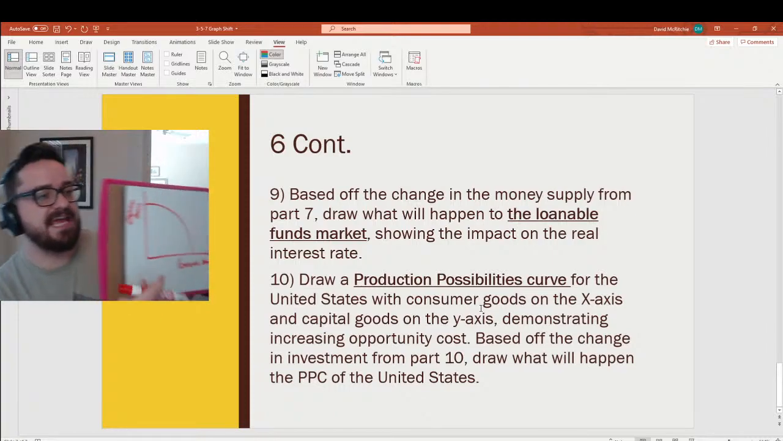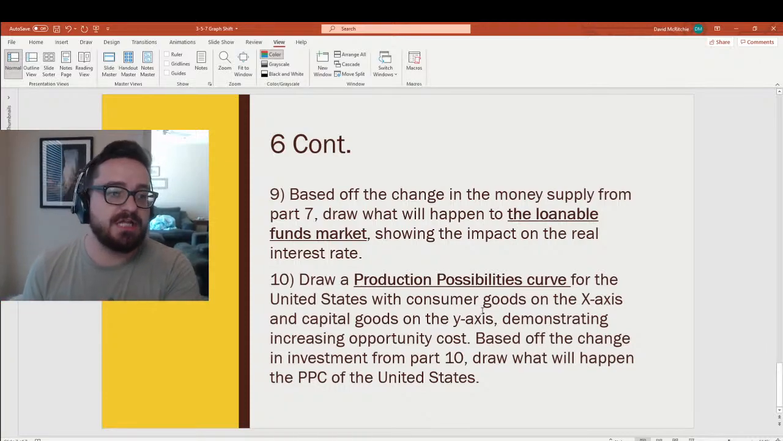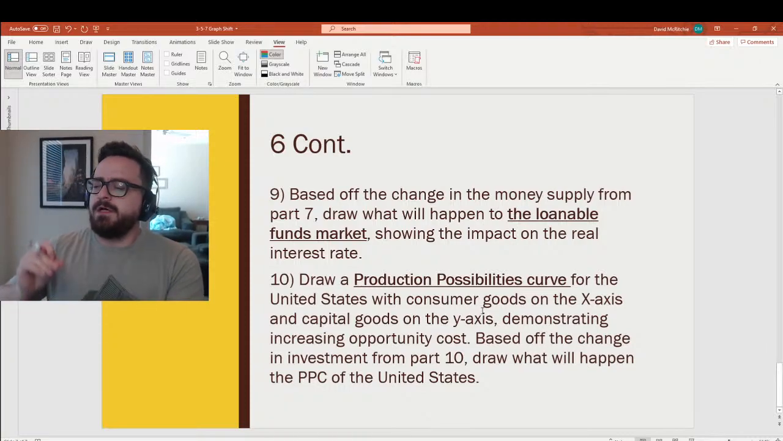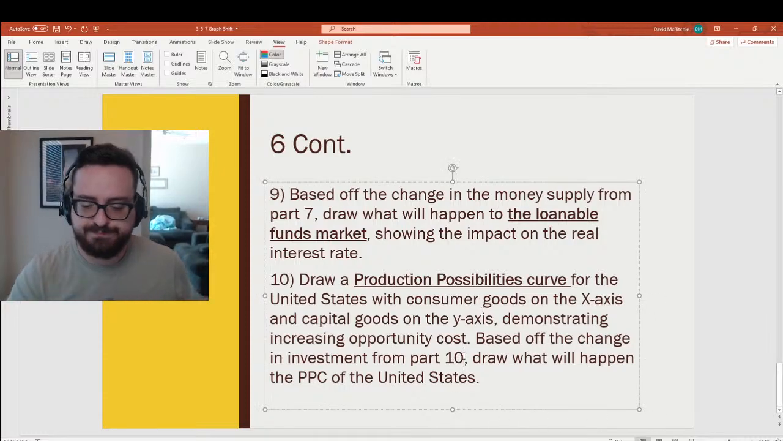You won't ever have a caved in one. That won't ever happen here. None of your PPCs should look like your Phillips curve. Okay, based off of the change in investment from part 10, that's a typo. That should say part 8.